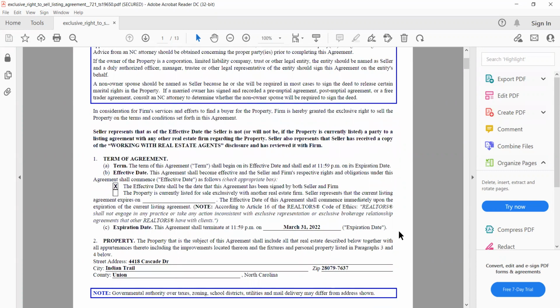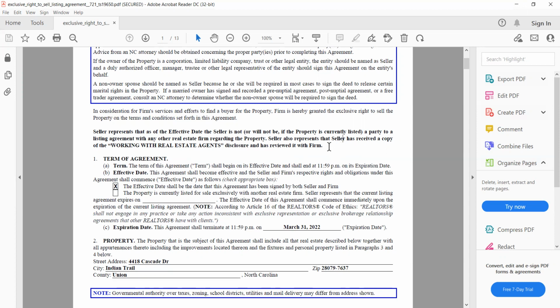All right. Here's some bolded verbiage right before the term of agreement. So let's read. It says, seller represents that as of the effective date, the seller is not or will not be, if the property is currently listed, a party to a listing agreement with any other real estate firm regarding the property. Seller also represents that seller has received a copy of the working with real estate agent's disclosure and has reviewed it with the firm.